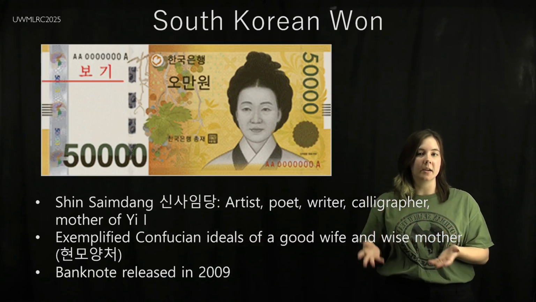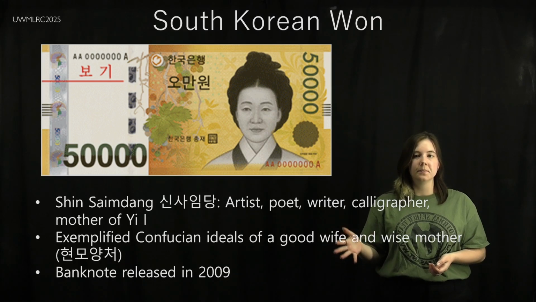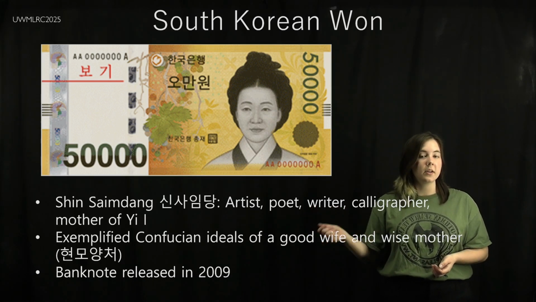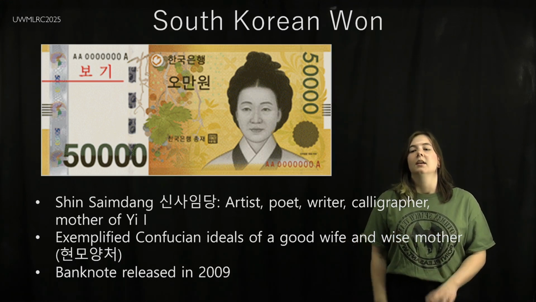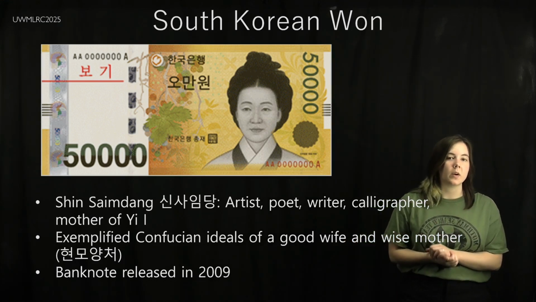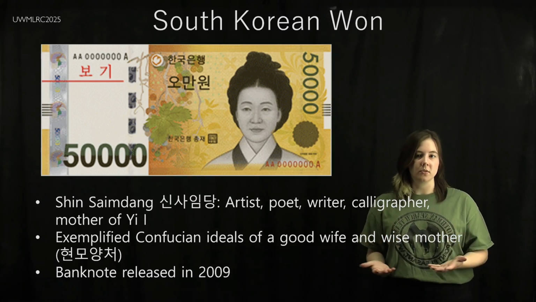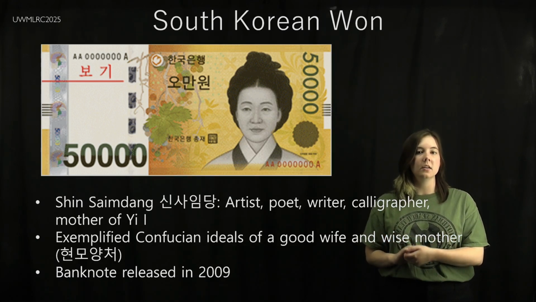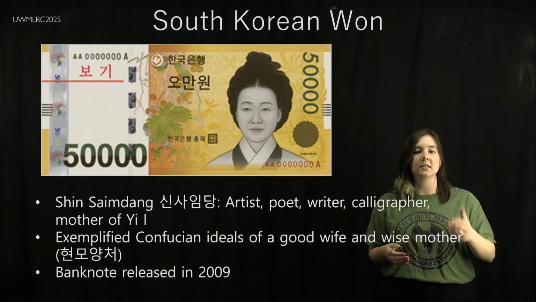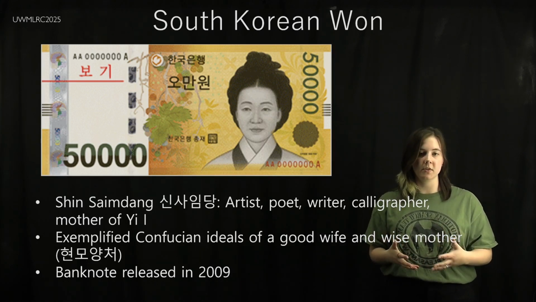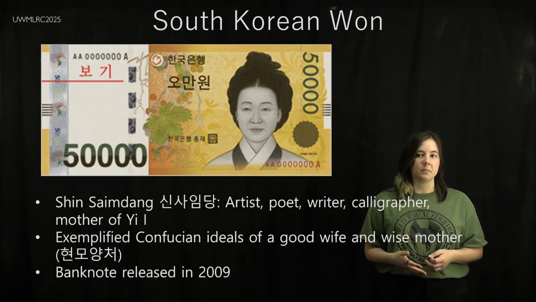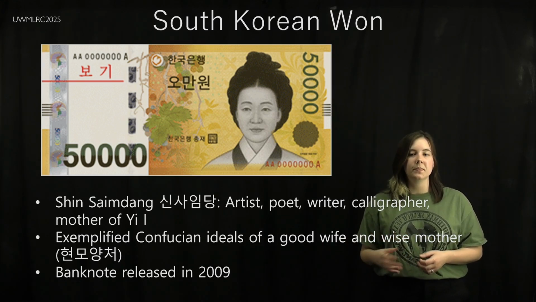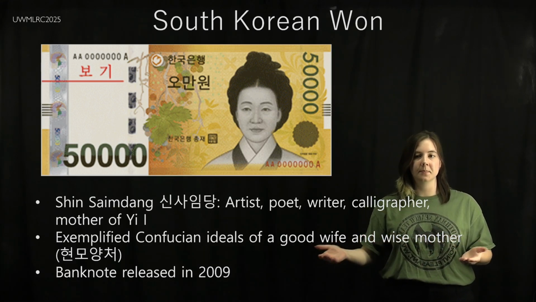This is Shin Saimdang, the mother of Yi. She was an artist, poet, writer, calligrapher. You can see some of her works if you go to her birthplace in Gangneung. But what she's really known for, the reason why she was considered so important during the Joseon dynasty, is because she exemplified Confucian ideals. Joseon dynasty was all about Confucianism, the peak of Confucianism. The idea of being a good wife and wise mother, Hyunmo Yangcho, is what she is known for.